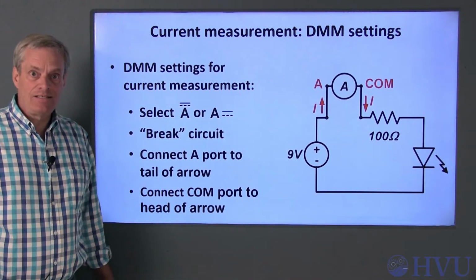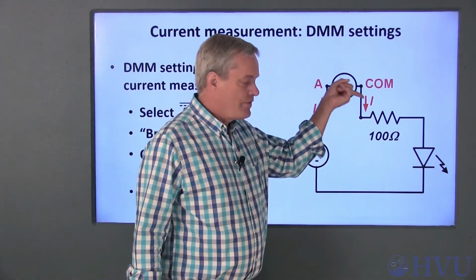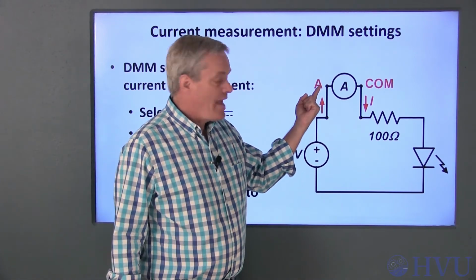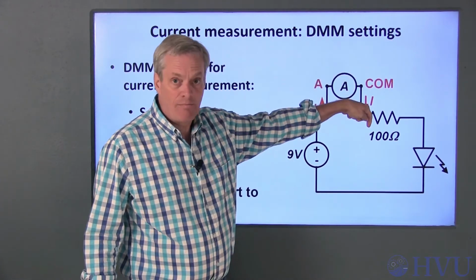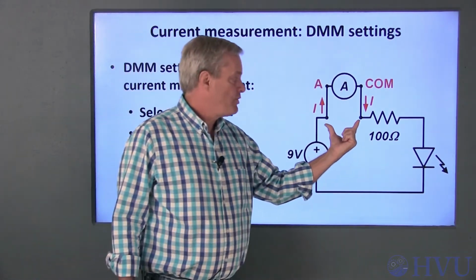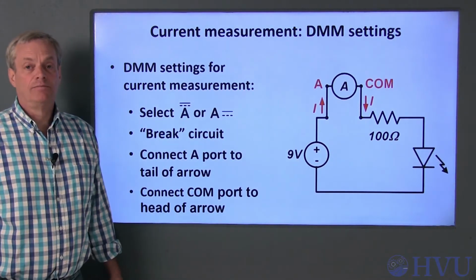The idea is that the current going into the resistor is diverted through the DMM. The current out of the voltage source enters the A port and exits the COM port before going into the resistor. As with the voltage measurements, reversing these connections will change the sign on the measured current.